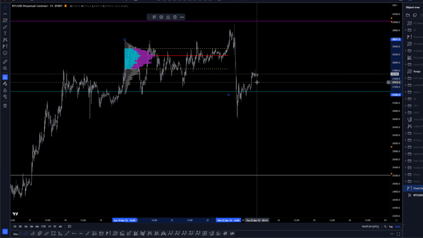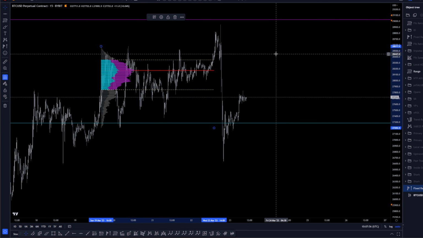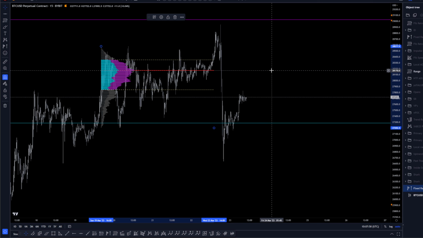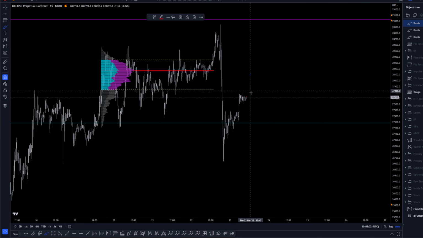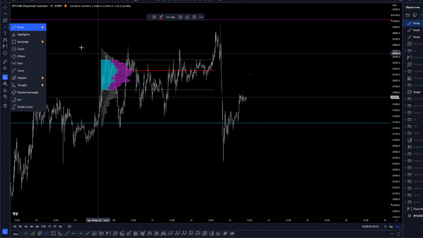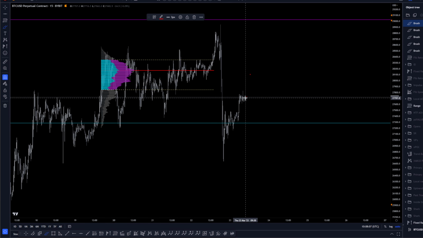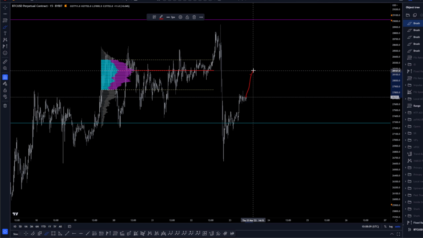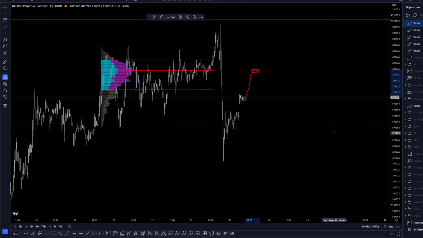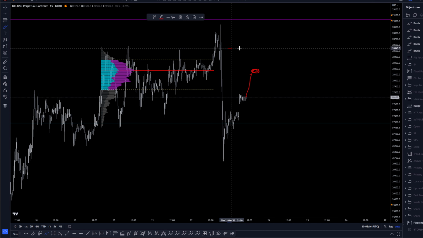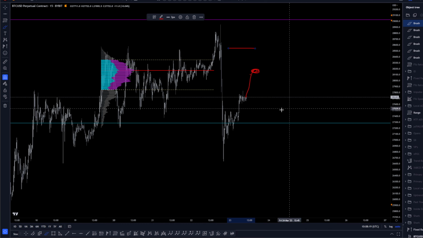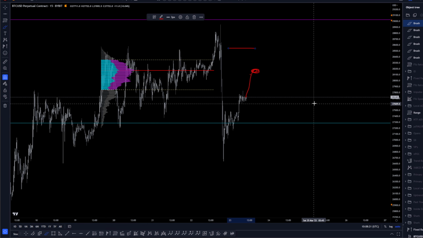There we go. So, to the upside, we've got to be aware that we've also got a point of control just above us. So if we do end up having another stab up here, then we've got this point of control here to contend with. If it gets above that, then we've got the previous day point of control up in this region here. Okay, so that's very locally, so that's for your low time frame trades.